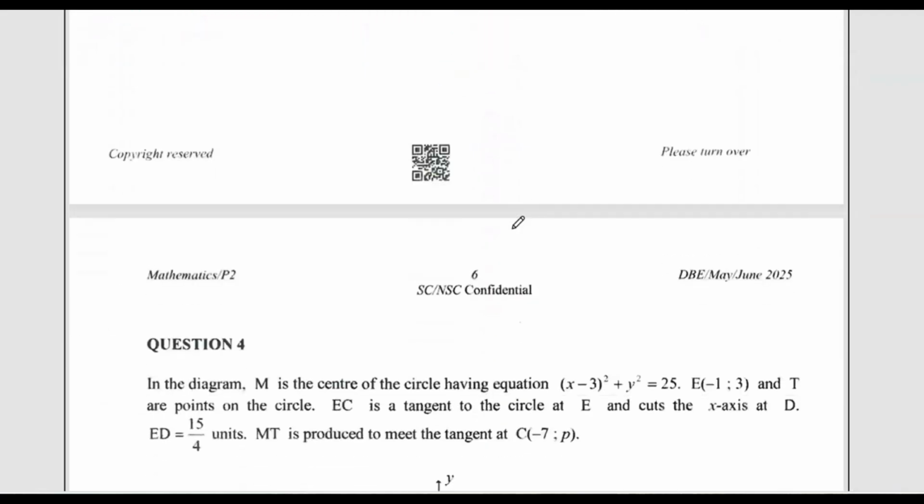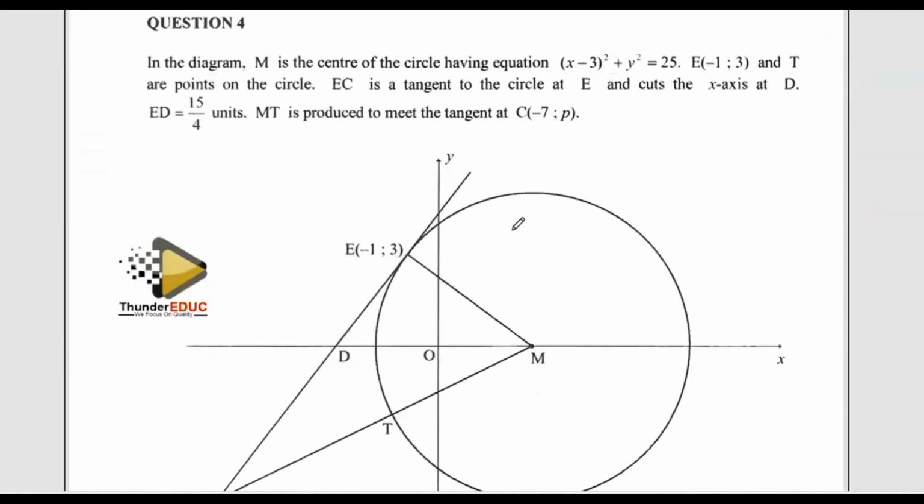All right, then question number 4. The diagram, M is the center of the circle having this equation, okay, meaning that the coordinates of M here are 3 and 0. Okay, and then the radius is 5 based on this. Okay, so if that's a 5, meaning that this one is also a 5. Okay. Then E is -1, 3, a point on the circle.